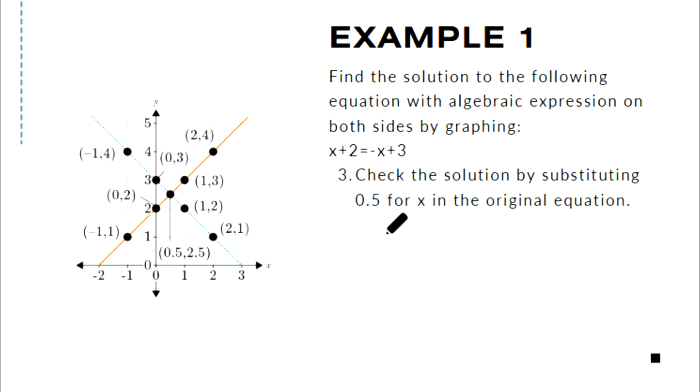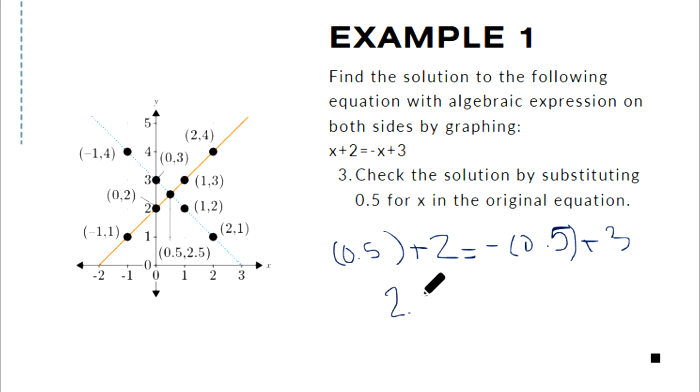Check the solution by substituting 0.5 for x in the original equation. So that means we have 0.5 plus 2 should be equal to negative 0.5 plus 3. I don't think that's possible for that to work because this is going to give us 2.5. Oh no, it works. It's 2.5. I just don't have a math brain.